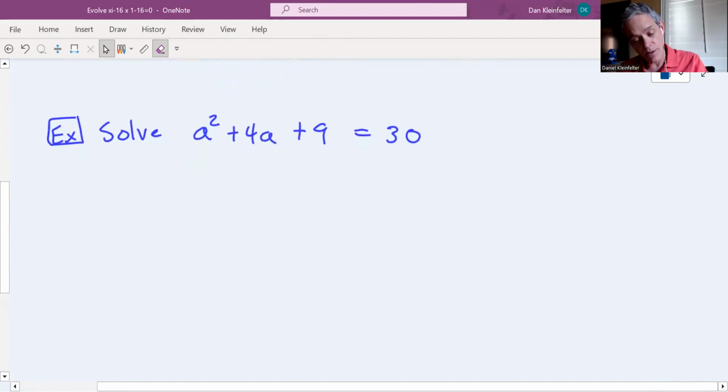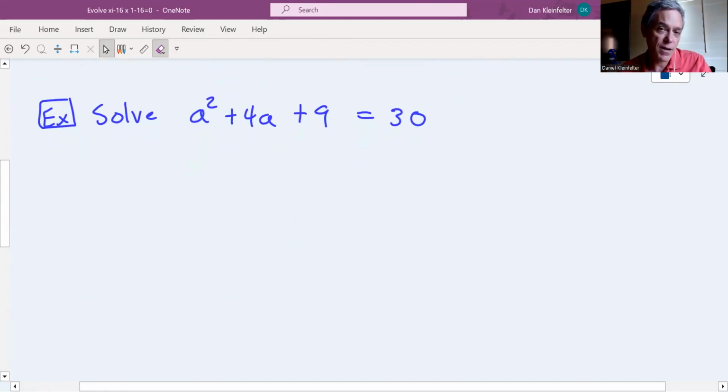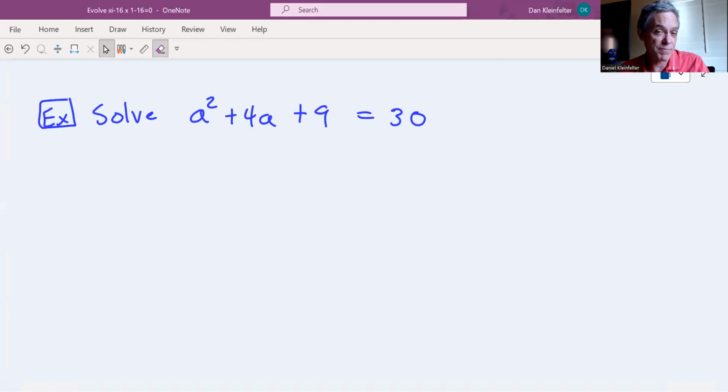Okay, here's one for you to try. Why don't you take a minute, pause the video, try this one yourself, and then restart the video and see how you did.